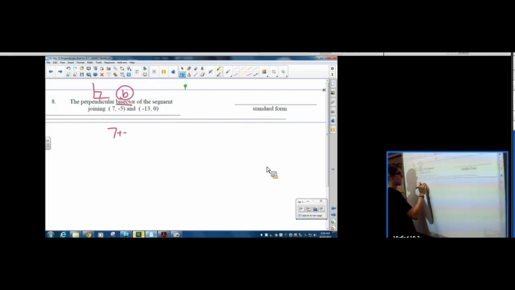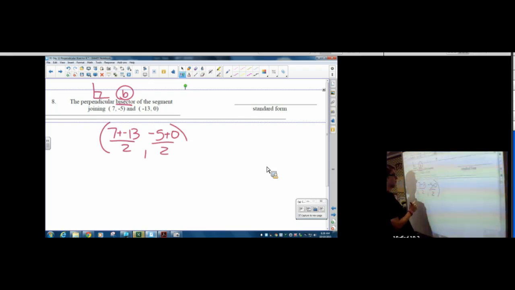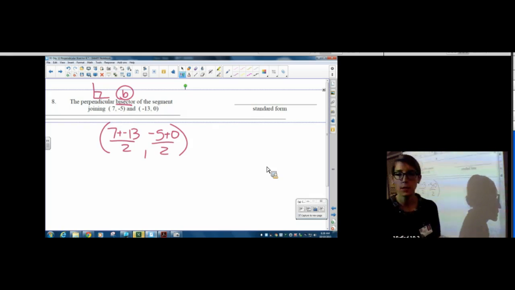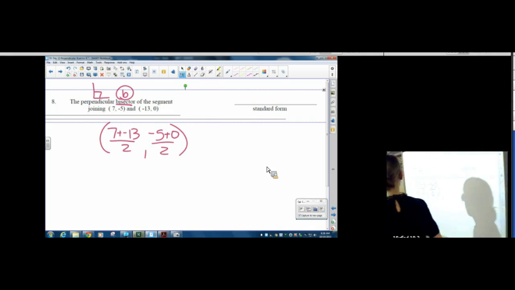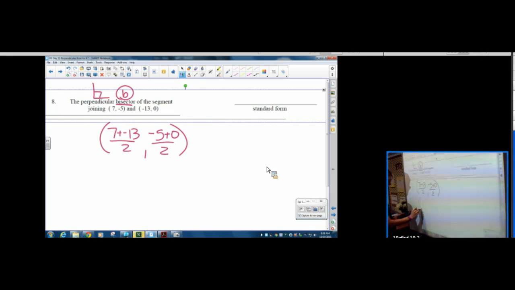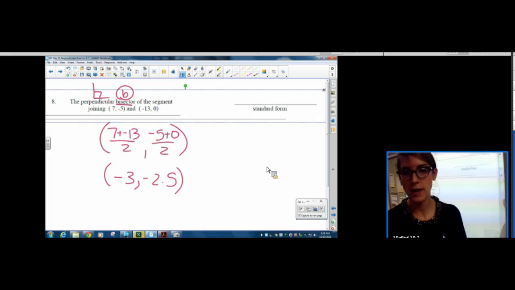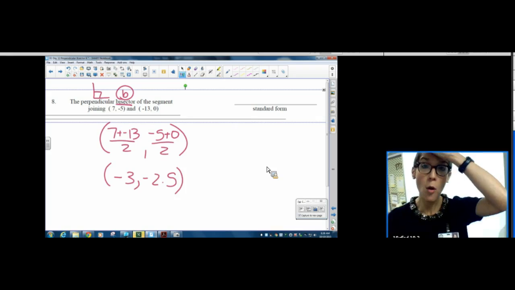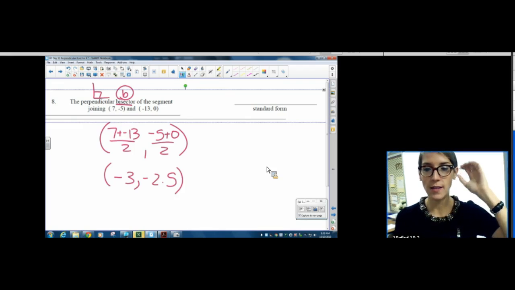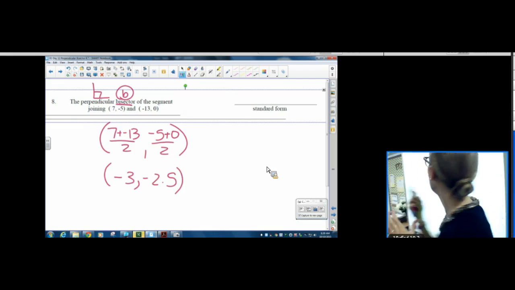Yes, good. So let's start by finding the midpoint. To find the midpoint, you add your x's and divide by 2, and add your y's and divide by 2. So what would the midpoint of this segment be? I'm getting, and you can do a fraction or a decimal, (-3, -2.5). Or you could put (-3, -5/2). Are we okay with that part? So we have a point. Now we need a slope, because to write the equation of a line, you need a point and a slope. So let's get a slope.